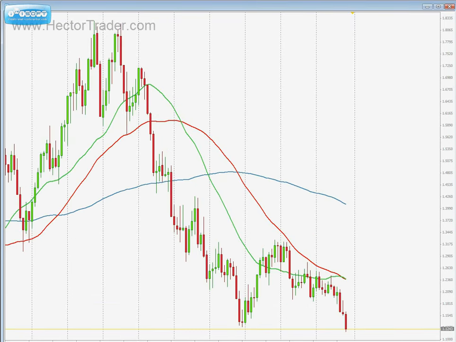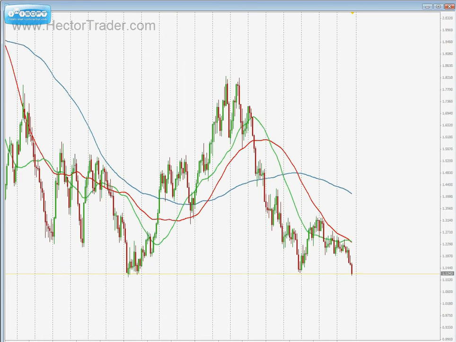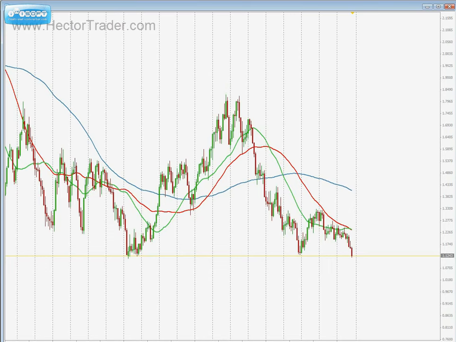Okay, very long-term chart, and then I zoom out a little bit farther. Have a look where we are right now in the chart. This is 1995, this is 2004, and this is right now 2007.